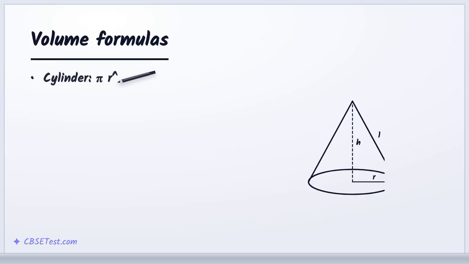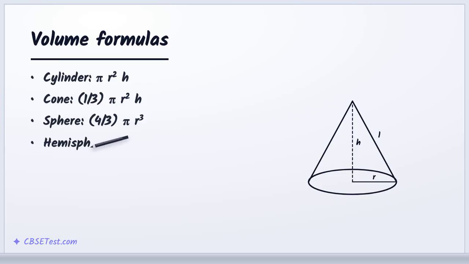Recall the volumes. A cylinder is pi r squared h, a cone, a third of that. A sphere is 4/3 pi r cubed, and a hemisphere half a sphere, 2/3 pi r cubed.